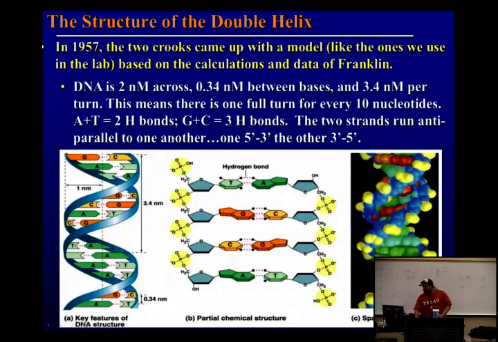And this is what DNA looks like. So it's a double helix. That was confirmed by her X-ray pictures. We know the size of it from her X-ray pictures. It's 2 nanometers across, which is really small. 3.4 nanometers per turn, and then 0.34 nanometers per base. So how many bases per turn? 10, right? How many hydrogen bonds between A's and T's? 2.